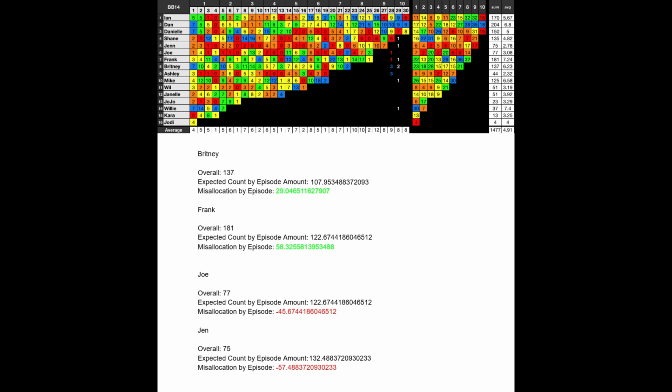Frank got 181 diary rooms, and his expected count by episode amount is 122.67. This causes for a misallocation of 58.32. So this really isn't surprising. It's clear that production really loved him. He was either nominated or HOH essentially every single week. So obviously he's going to get a lot of diary room time because he was so relevant in the season and he was a cannonball for drama.